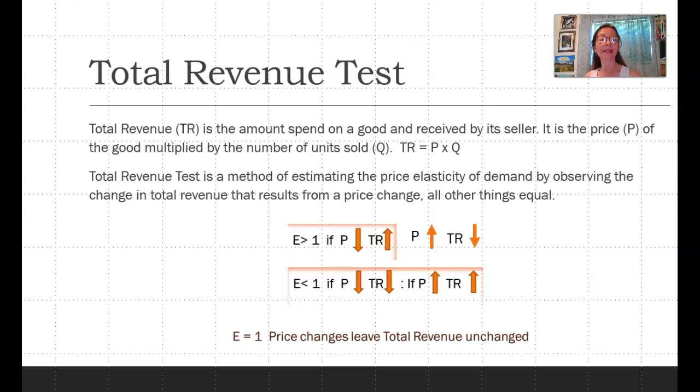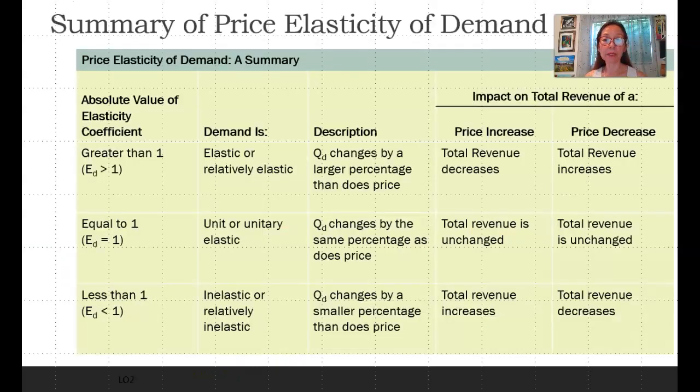Conversely, if we are operating in the lower range of the demand curve, the bottom range, we are probably in the inelastic range. And if price drops, total revenue will drop. If price goes up, total revenue will go up. At the point where elasticity equals 1, any price changes will leave total revenue unchanged, and we have maximized our total revenue. So here's a little table to summarize some information about the price elasticity of demand.